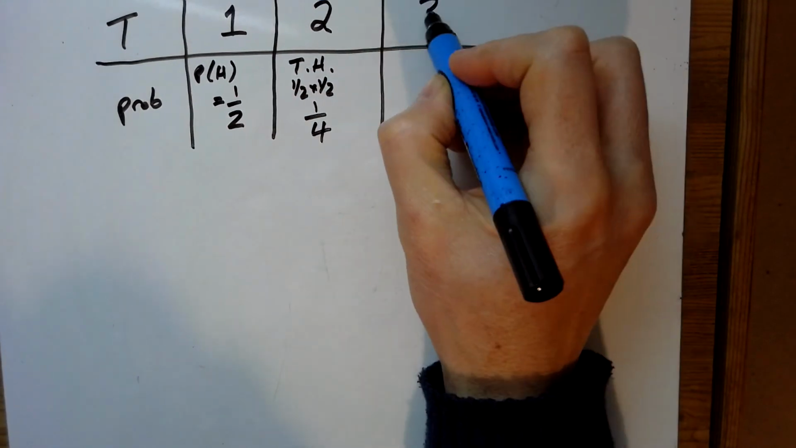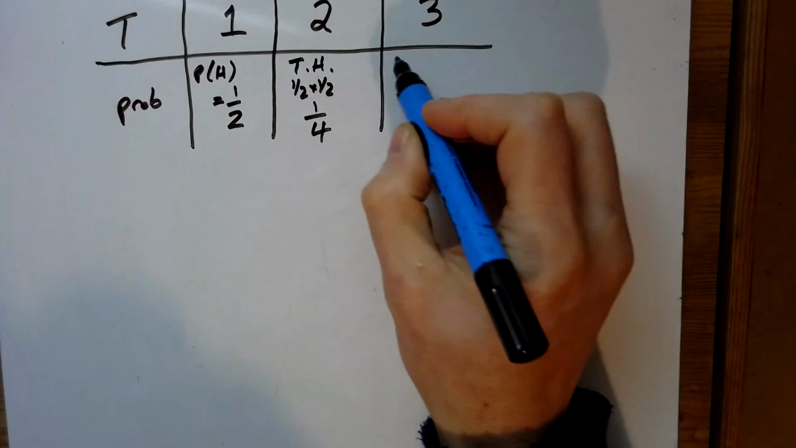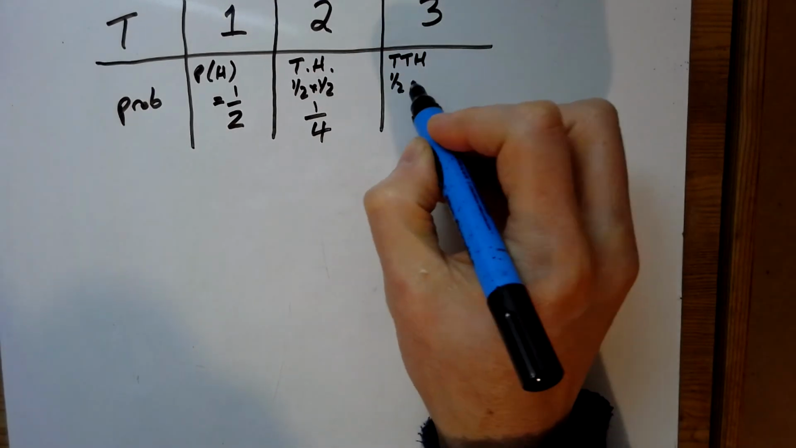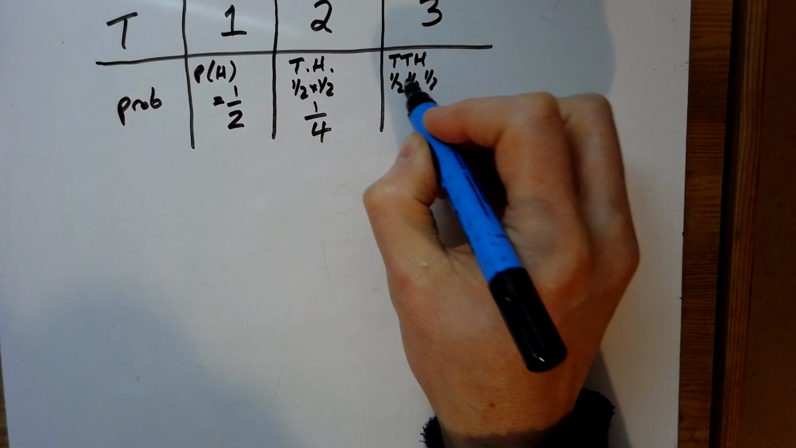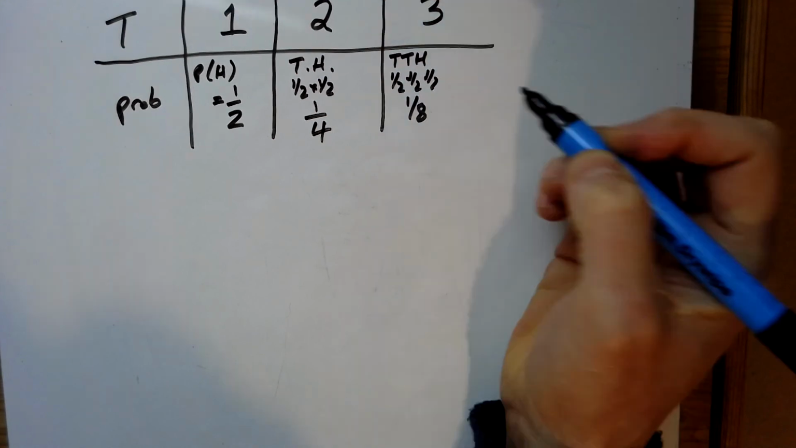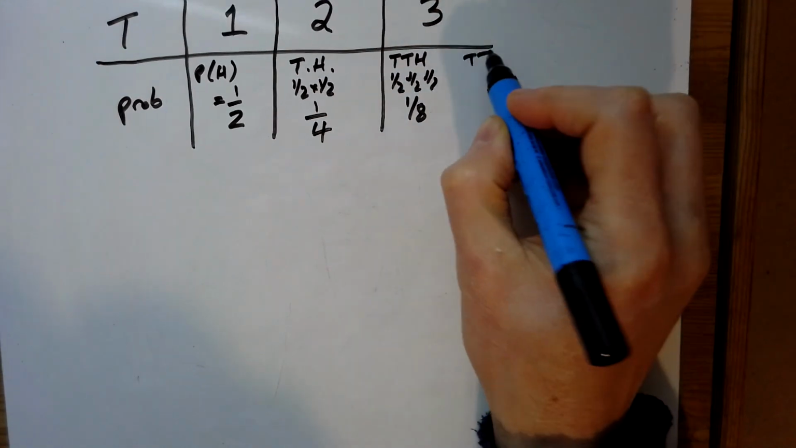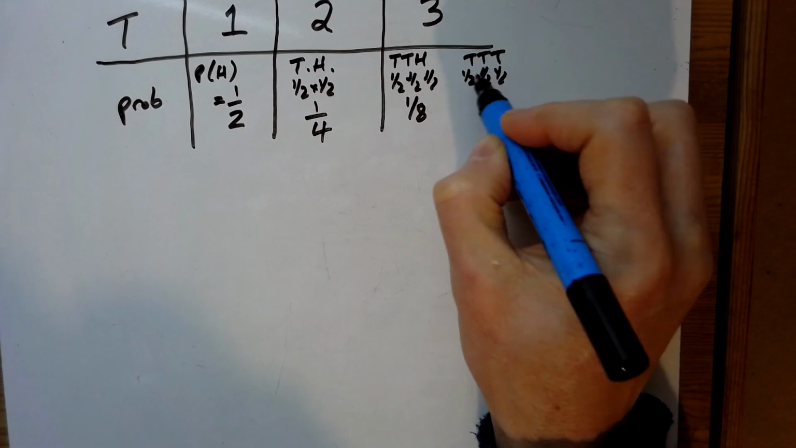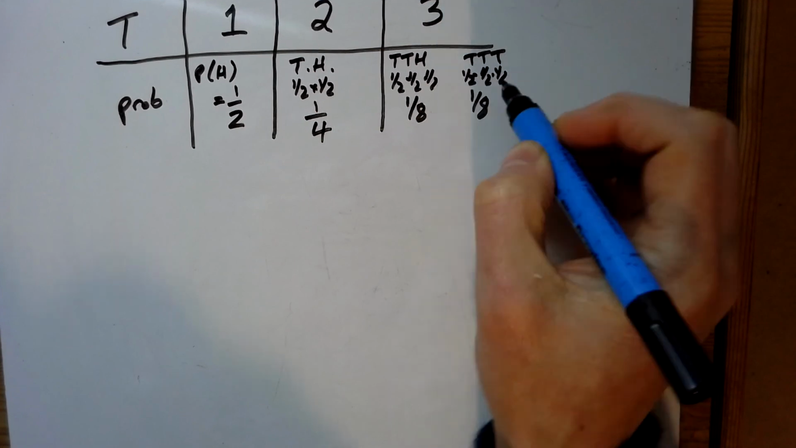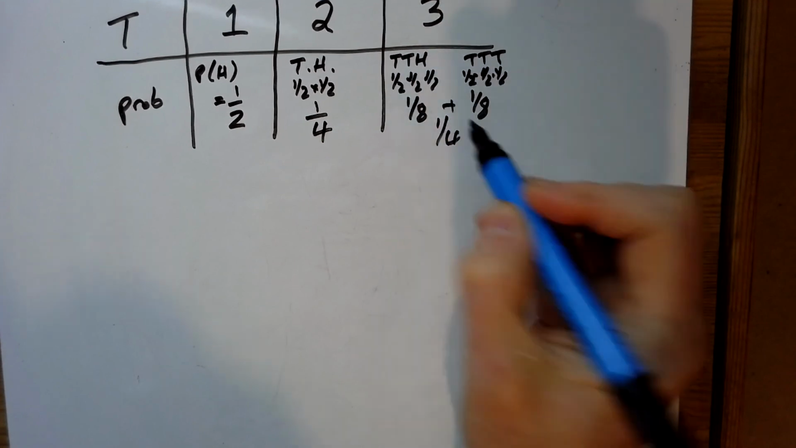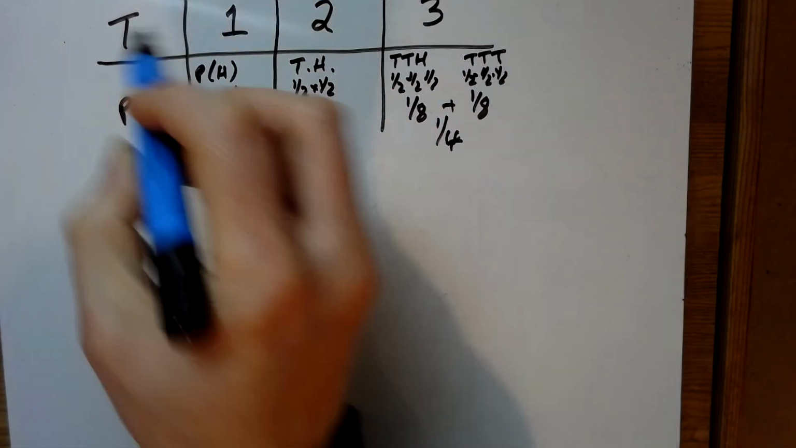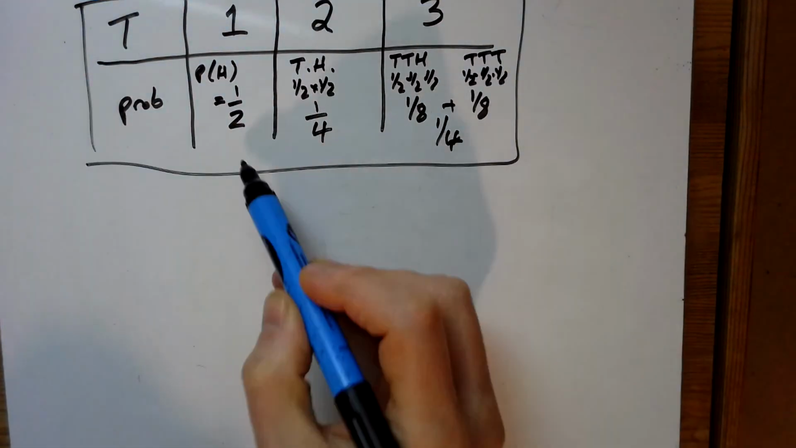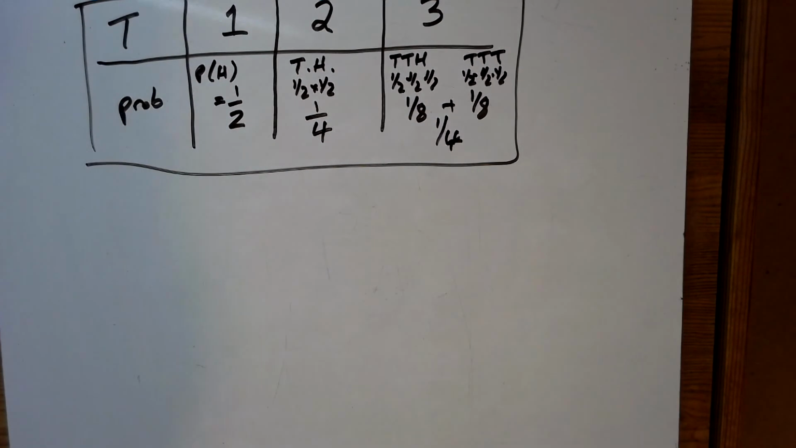Now after 3 goes, we get either tails, tails and heads, which is a half, a half, a half, which is an eighth, or we get tails, tails, tails, which is another half, half, half, which is another eighth. Altogether, that makes a quarter there. The other way of doing that is to say, well, it doesn't matter what happens on that go, we're going to stop anyway, so these probabilities have to add up to 1.